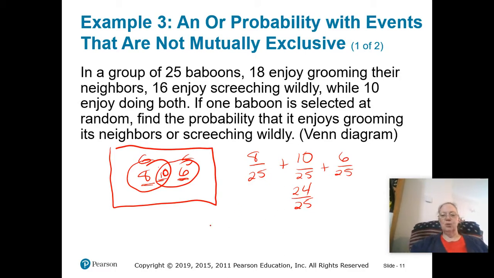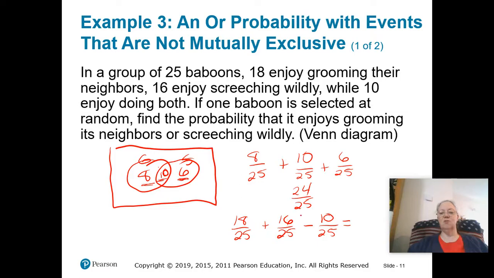The other way you can do it is using the formula. So we would have 18 that groom, probability 18 out of 25. 16 that screech, probability 16 out of 25. And we double counted the 10. All right. And 18 plus 16 is 34, subtract 10 is 24 out of 25. So you get the same answer either way.